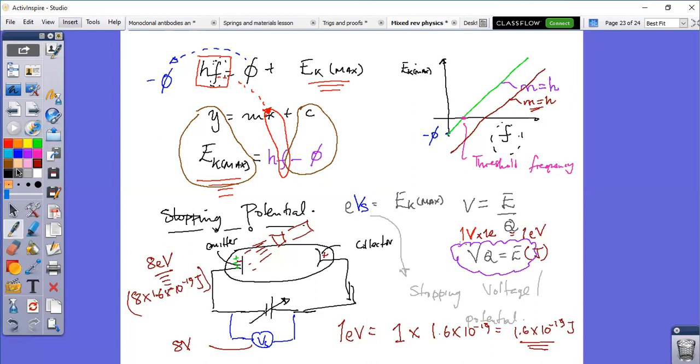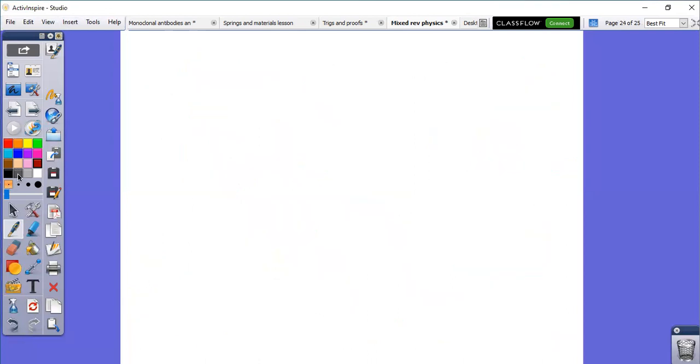Cool. Now, this idea really is looking at what we call wave-particle duality.